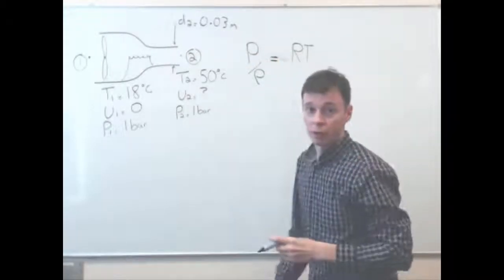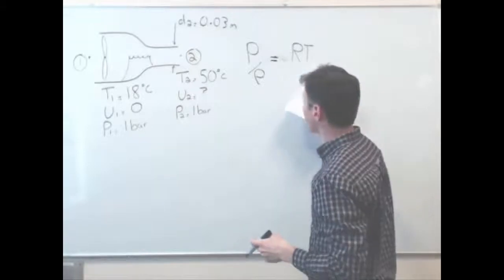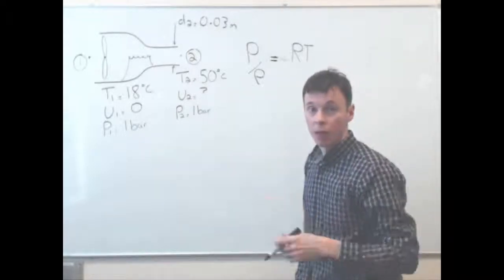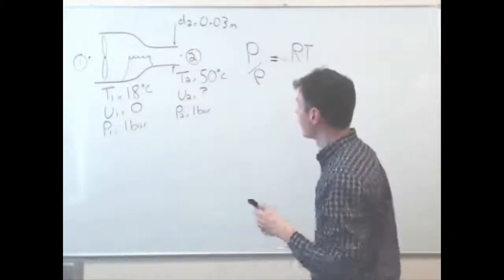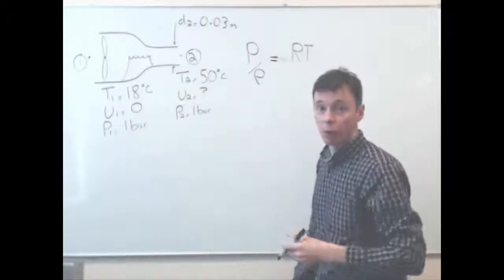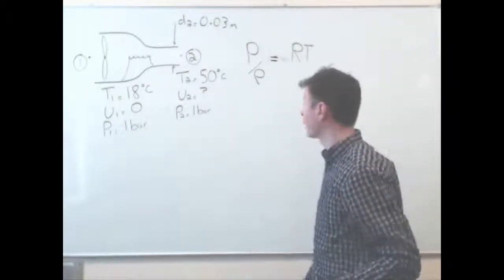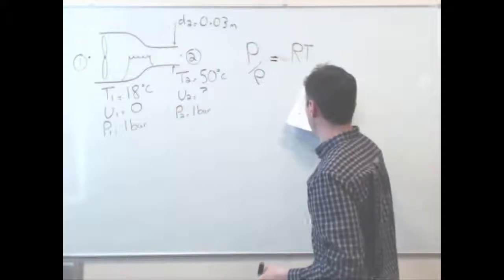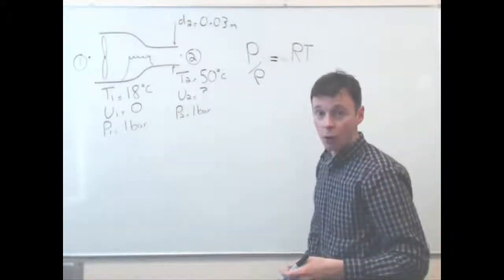So pressure divided by density equals R times T. So with that, we can quickly plug in the numbers. We've got everything we need. The inlet pressures are both 1 bar, so 1 times 10 to the 5 Pascal. We've got the temperatures. They obviously need to be in degrees Kelvin for this.